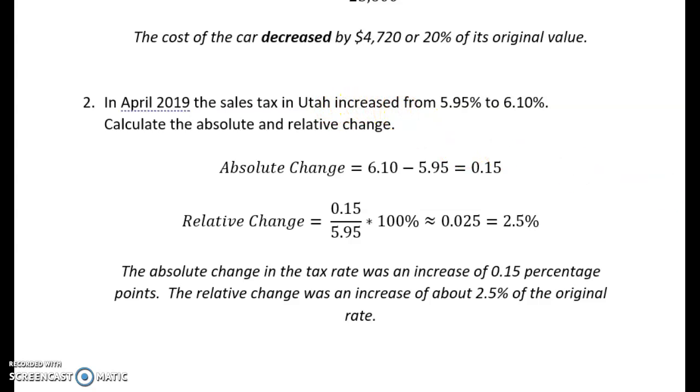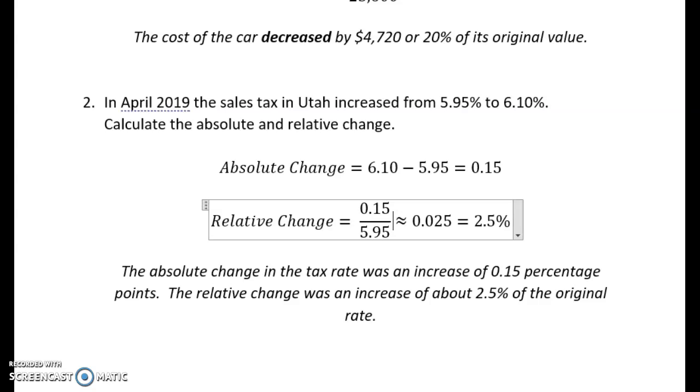The relative change takes the absolute change, the 0.15, compares it to the starting value, which was 5.95. And once again, we're going to change that to a percent in a second. Let me take this out of my formula. So first I'm going to divide 0.15 divided by 5.95. That gives me this decimal, 0.025.